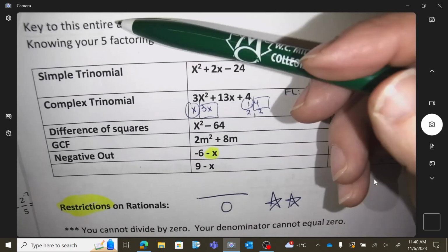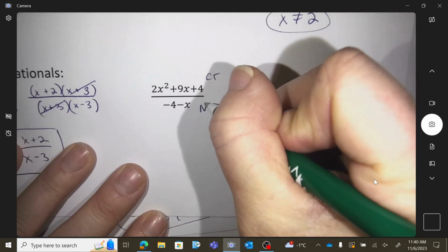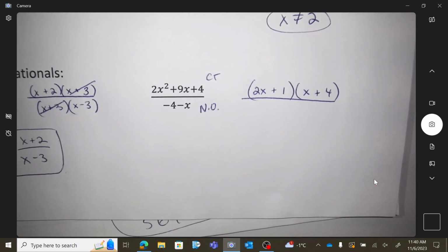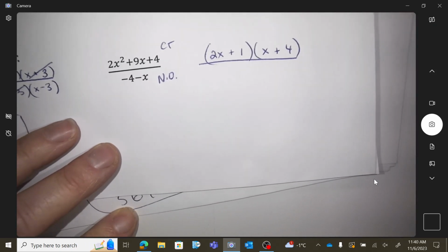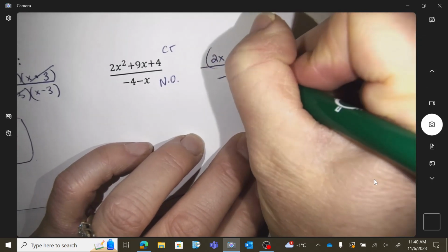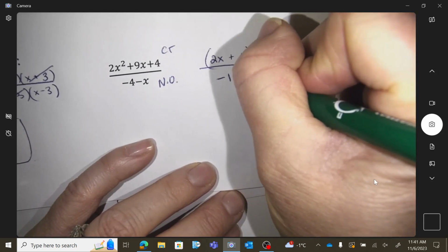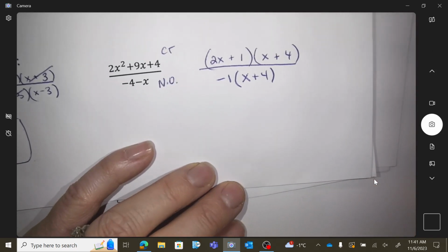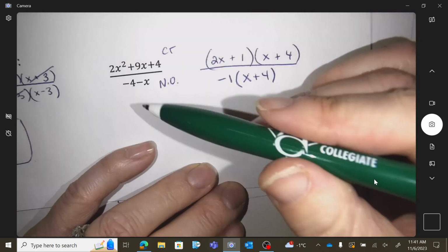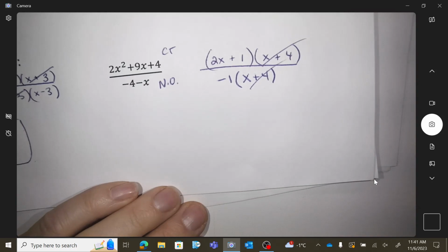Everything in this unit is always one of these. Did you see this is a negative out? Because it has a negative x in it. We don't ever factor with negative x's. So -1 out. What is your variable now? Positive x. What's your number? Positive 4. Okay, now that you're done your factoring, you look for cancels.